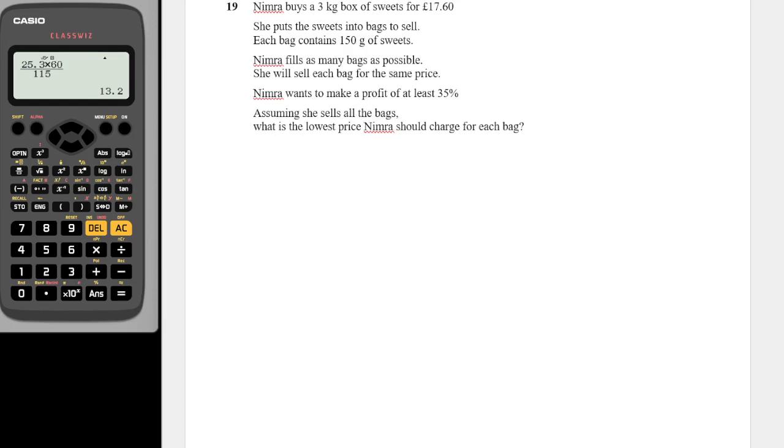Okay, so the first thing I'm going to do is work out how many bags she's going to sell. So 3 times 1,000, that's to convert that into grams, divided by 150 grams will tell me how many bags she can sell. So that does look like it will give me a whole number, but let's double check. So 3,000 divided by 150 gives me 20 bags. So she's got 20 bags to sell.